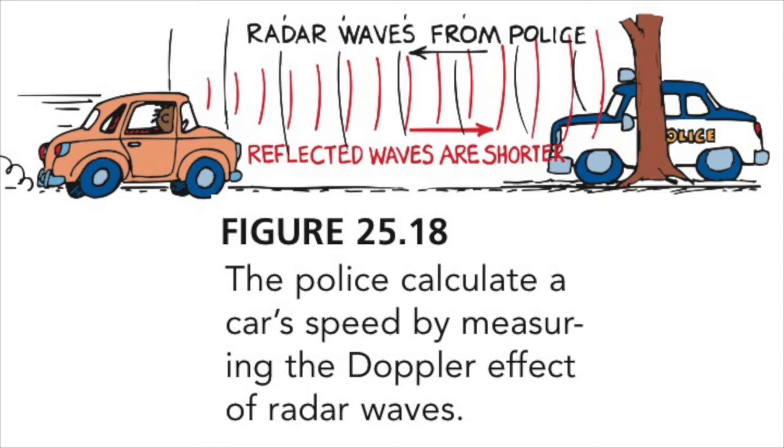In figure 25.18, the police calculate a car's speed by measuring the Doppler effect of radar waves. Also, you have Doppler weather radar, which helps to determine the speed of storms. It's very easy. It's a wonderful tool. Long-range forecasts would be impossible without Doppler radar.